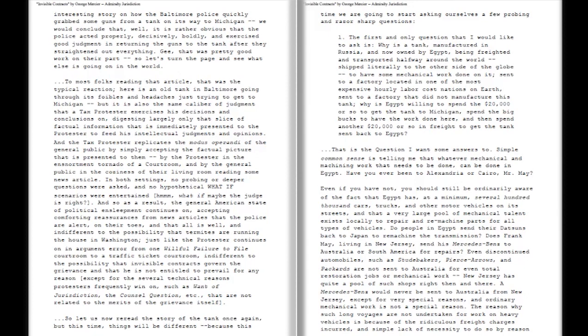And so as a result, the general American state of political enslavement continues on, accepting comforting reassurances from news articles that the police are alert, on their toes, and that all is well, and indifferent to the possibility that termites are running the house in Washington, just like the protester continues on an argument error from one willful failure to file courtroom to a traffic ticket courtroom, indifferent to the possibility that invisible contracts govern the grievance and that he is not entitled to prevail for any reason except for the several technical reasons protesters frequently win on, such as want of jurisdiction, the counsel question, etc., that are not related to the merits of the grievance itself.